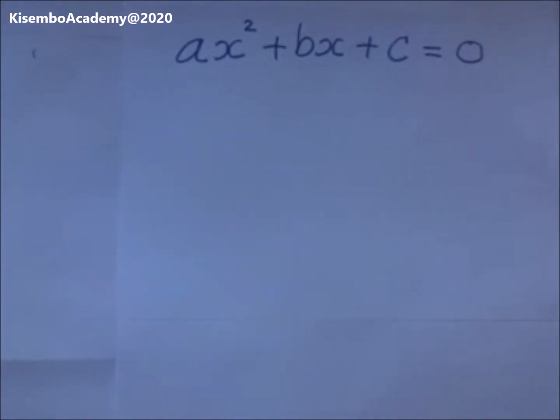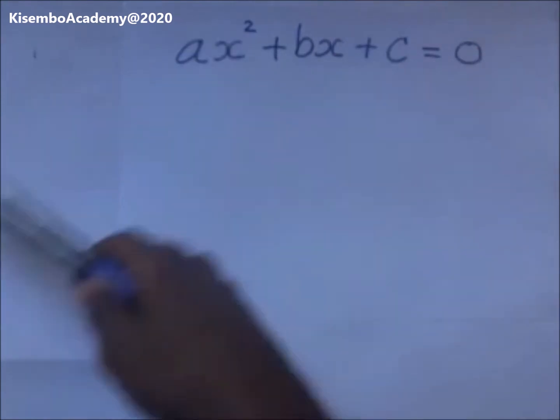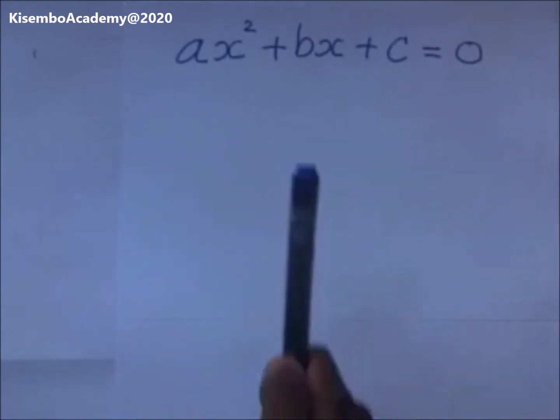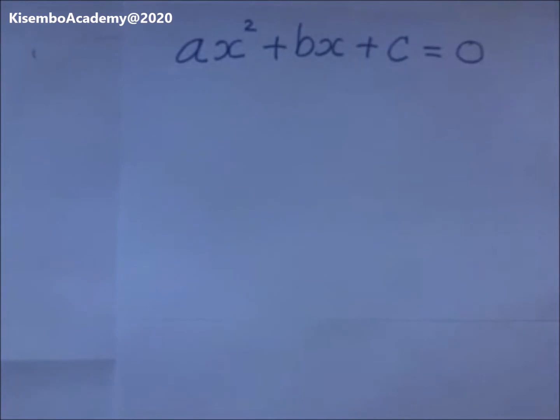Now, when we are deriving the quadratic formula, we are going to attempt to solve this general form of the quadratic equation by completing the square. And through completing the square, the expression we shall come up with as the value of x will be the expression for the general quadratic formula.